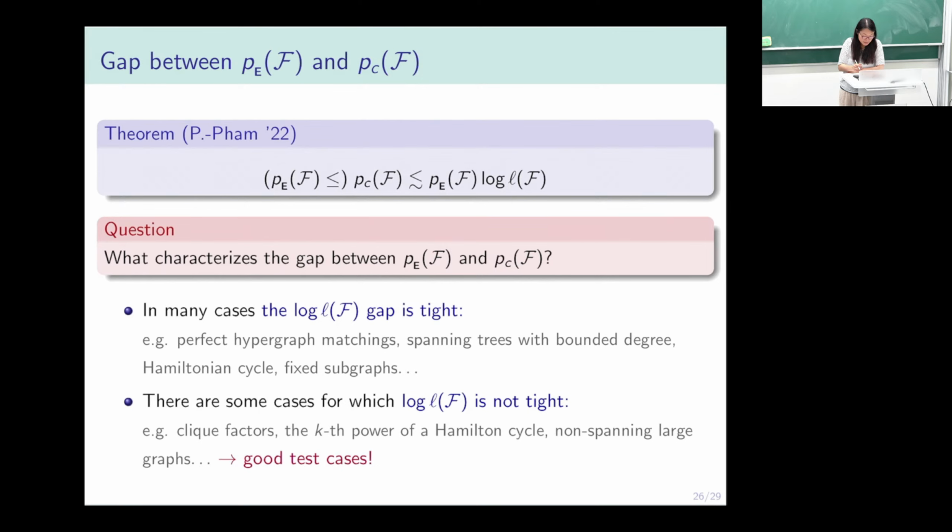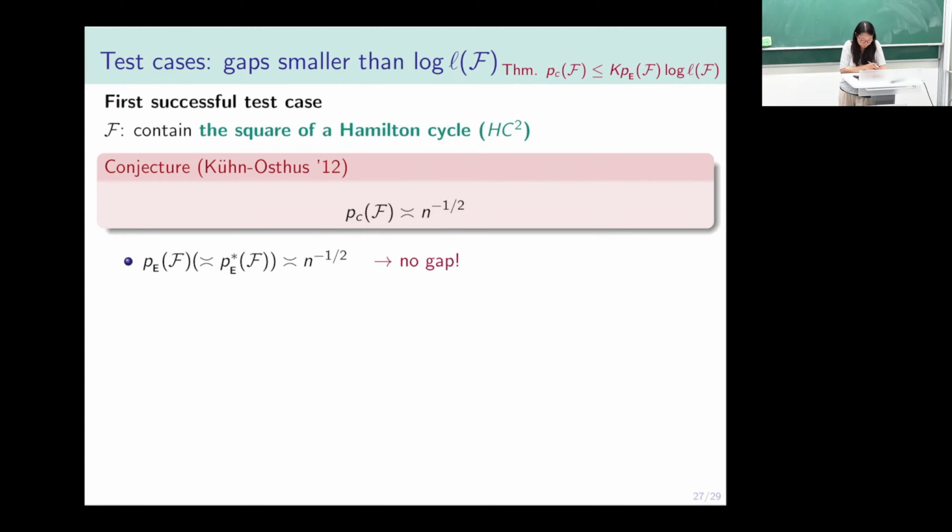In many cases, the log n gap is tight. I wrote some examples, but let me not read all of those. In many cases this log n gap is tight, but there are some cases for which the log n gap is not tight. We regard them as good test cases for answering this big question. One example is the square of a Hamilton cycle. We know what a Hamilton cycle is, right? A Hamilton cycle is a cycle that covers all of the vertices. The square of a Hamilton cycle means we add edges so that each vertex is adjacent to its second neighbors. For this vertex we add this, and for this vertex we add this. So we add more edges so that each vertex is adjacent to its second neighbors.